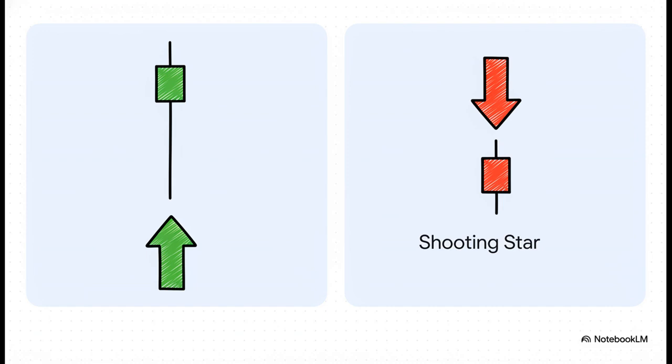Take a bullish hammer, for example. Sellers get completely exhausted pushing the price down, and buyers violently overwhelm them to close near the highs. Boom, that's your trigger. Conversely, a bearish shooting star shows an early bullish push getting absolutely crushed. That violent rejection, that's your immediate signal to short.